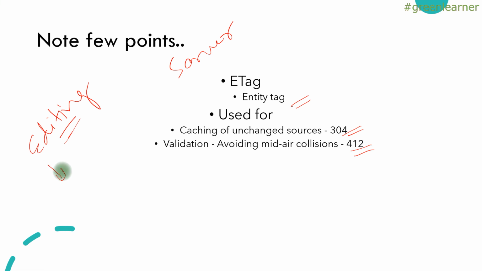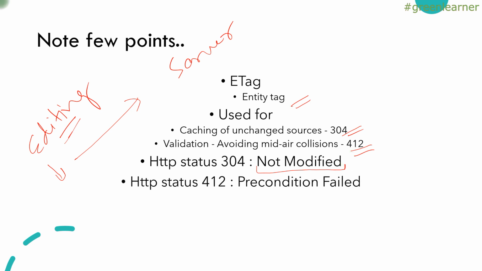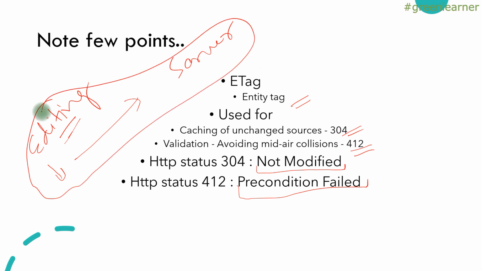So again, when you are sending the save request, it can compare those tag values. If they are the same, then it is going to save the new content that you have requested. Otherwise it is going to discard it, and it can save the time it takes to save that new content, right? Coming to the next point, HTTP status 304, I already told you, means not modified, and 412 means precondition failed. Whatever you are sending has failed.